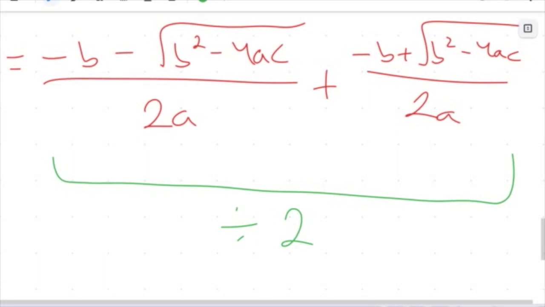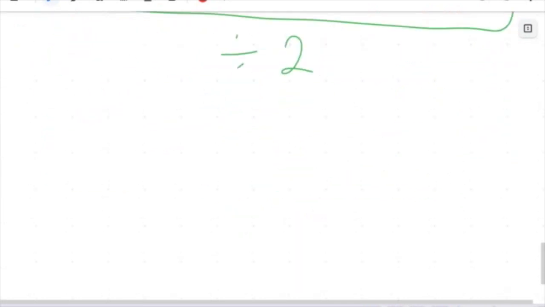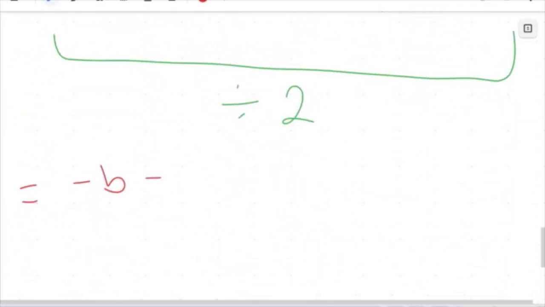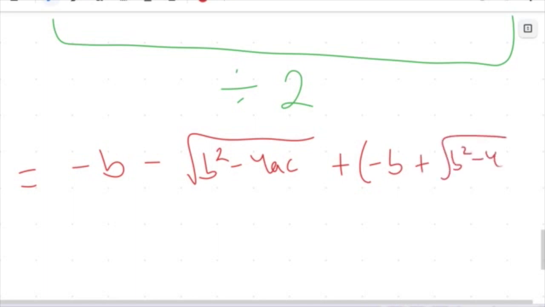So let's do the addition here first. I'm going to add this term to this term, and notice they have the same denominators. So I can just leave these as a fraction over 2a and add the numerators together. Now here I'm going to get minus b minus the square root of b squared minus 4ac plus minus b plus the square root of b squared minus 4ac, all over 2a.